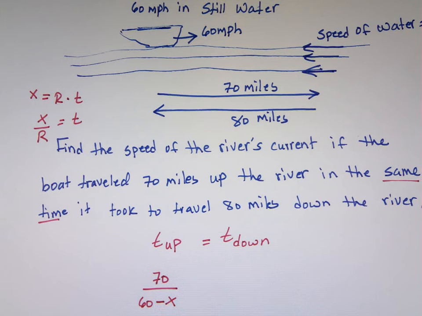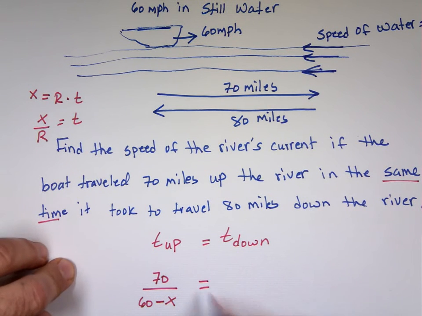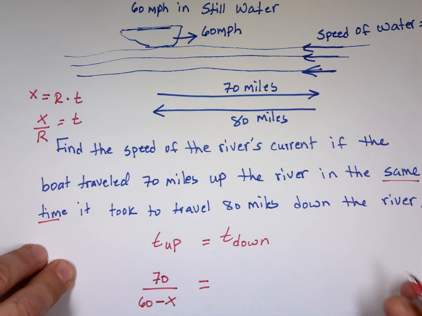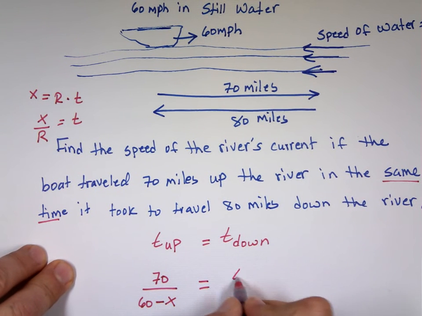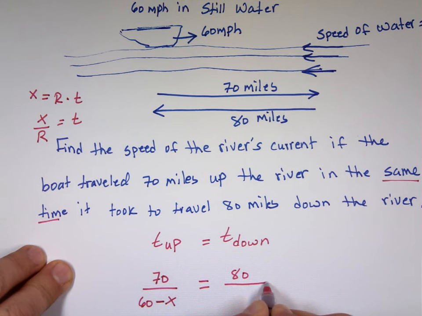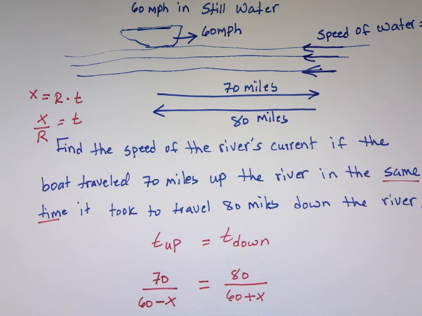It should equal, coming down the river, the distance is what? 80 miles traveled, and the speed now is what? The 60 plus x, because the water is pushing you from behind now. Instead of hitting the front, slowing you down, it's pushing you forward. That's why you cover more distance. And to solve this, we're going to cross multiply.